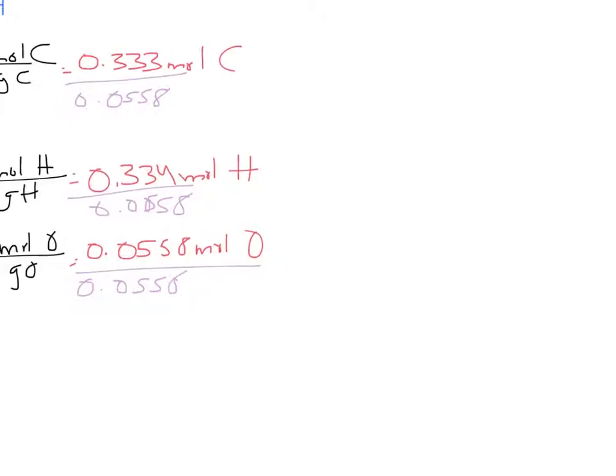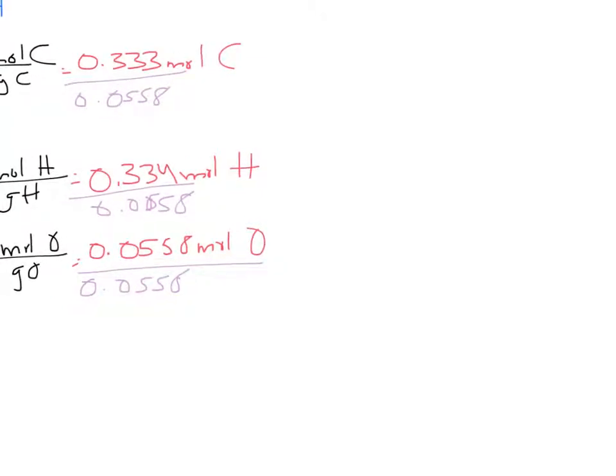Okay, so in this case, when I actually multiply these numbers out, you're actually going to get some good answers here because the final answer for the carbon when you divide is going to come out to be 6. The final answer for hydrogen is going to come out to be a whole number of 6.